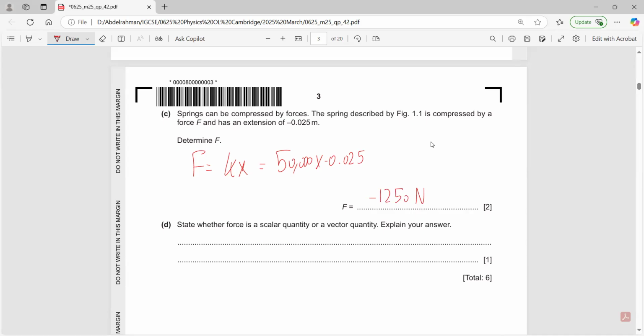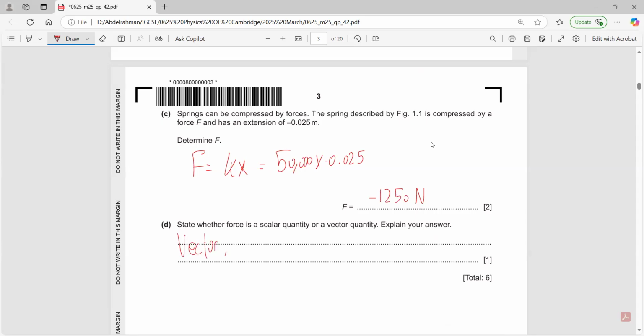No, it is a correct force. Negative just means that you are compressing instead of pulling. It means that you're moving in the opposite direction. That's why in question D, he's asking whether the force is a scalar or vector quantity. It is definitely a vector quantity.